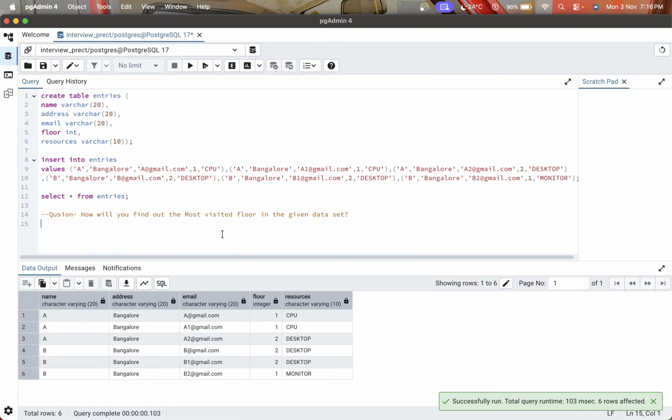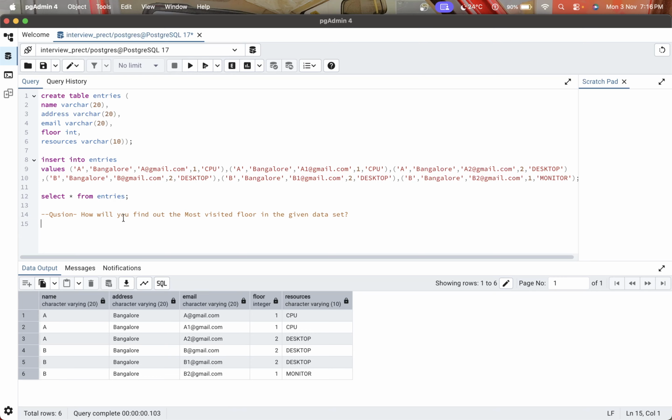If you see the data, we have six records. We have the name, address, email, floor, and resources. Given the data, you need to identify the most visited floor in the given data sets. So how can you find that?